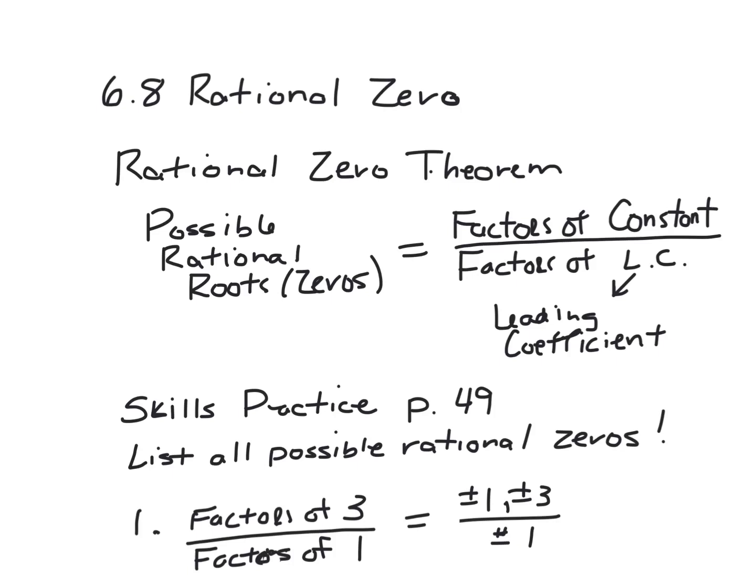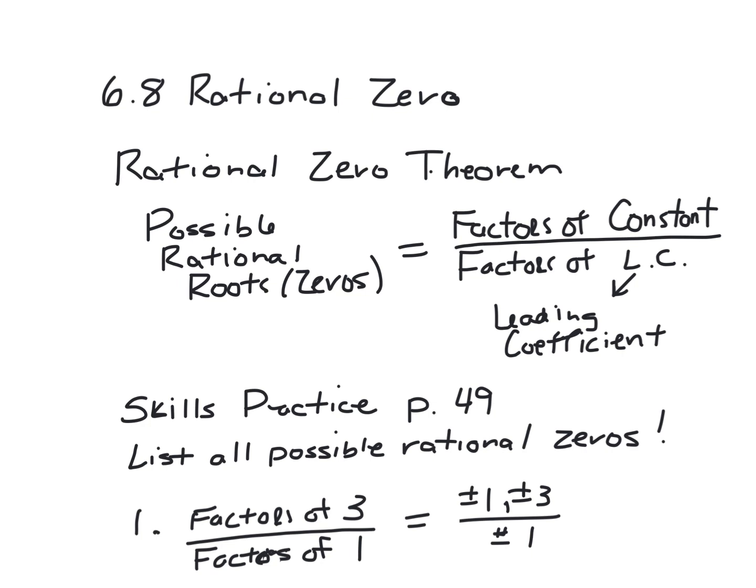Algebra 2 students, this video is on 6.8, which is the rational zero theorem. So the purpose of this assignment, if you remember the last couple problems when you were asked to just find zeros, you really didn't have a starting point. It was just a matter of trying to find something that works, something that gives you a remainder of zero.